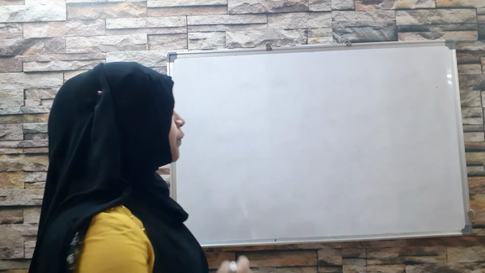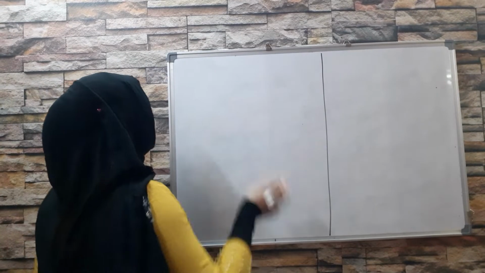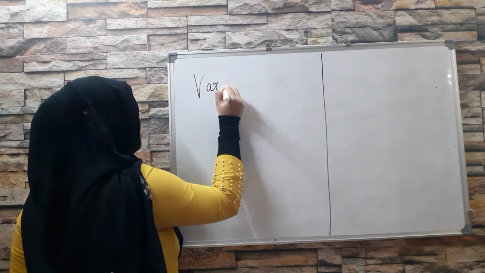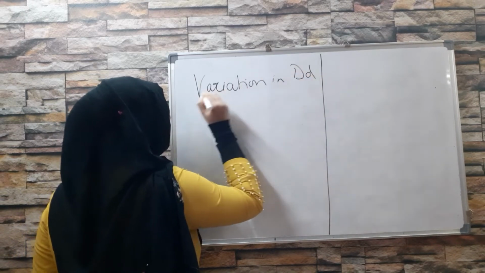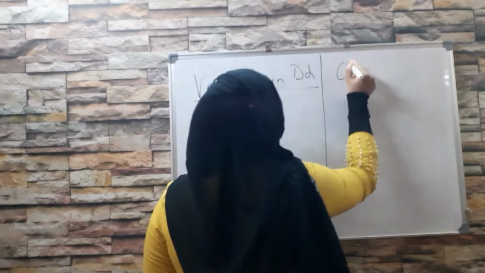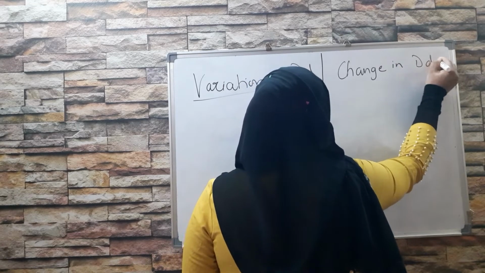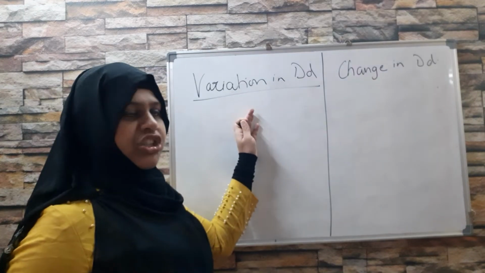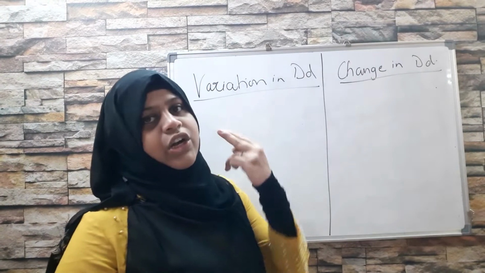On page number 23 and 24, two important things are given to you, which I will write on the board. They are given in pink color highlight: variation in demand and change in demand. What is variation in demand and what is change in demand? In each of these there are two types.